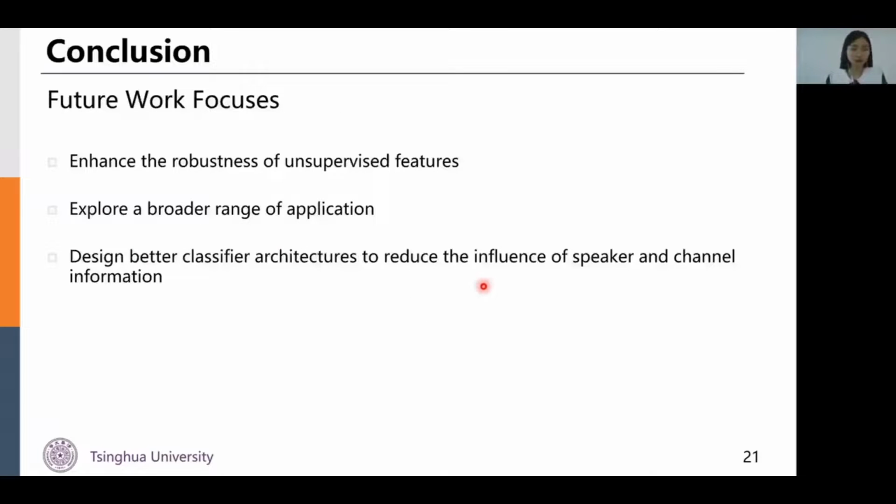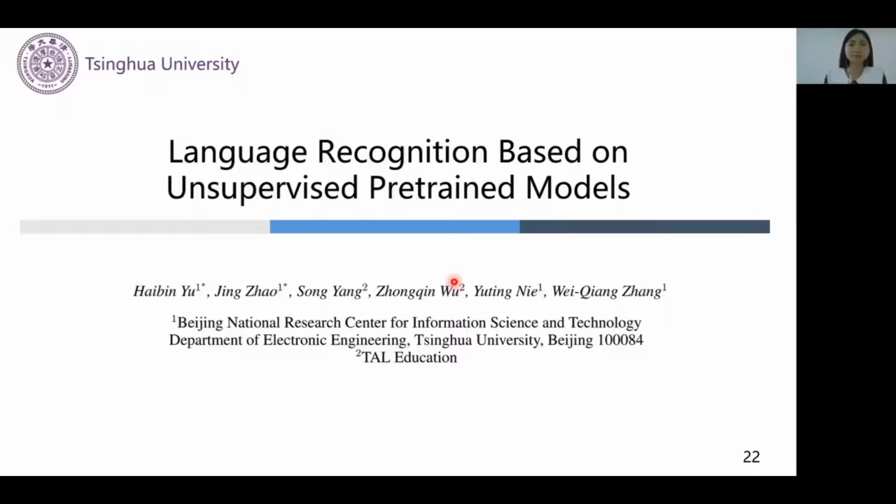For future work, we will enhance the robustness of unsupervised features, explore a broader range of applications, and design better classifier architectures to reduce the influence of speaker and channel information. That's all. Thank you for your attention.